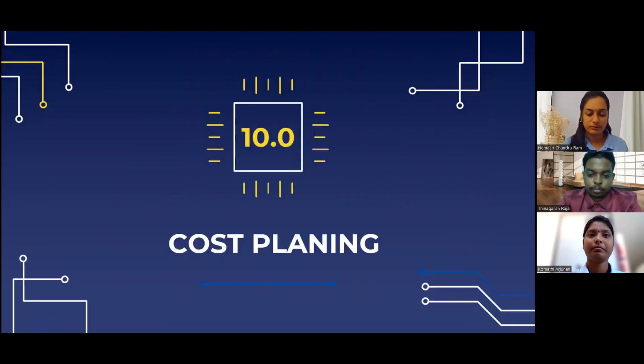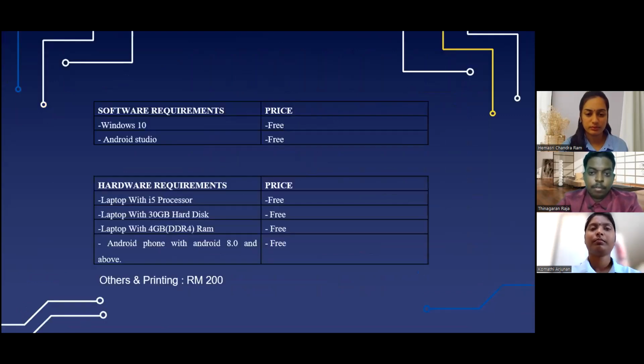Next. Next is cost planning. We won't spend a lot of money during cost planning because the hardware and software requirements that we will use are all free. For example, Windows 10, Android Studio, a laptop with an i5 processor, a 30 GB hard drive, 4 GB DDR4 RAM, and an Android phone with Android 8.0 and above. So we will save money on this. However, we will use our money for things like printing, gathering, transportation, and team discussion.